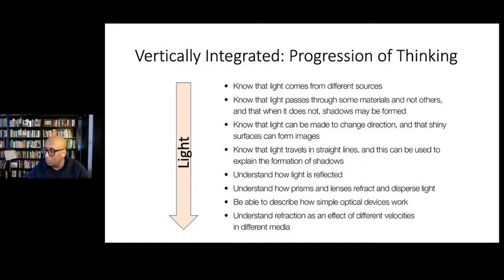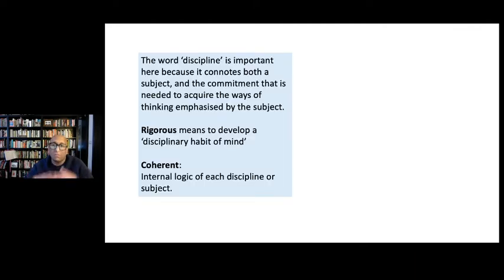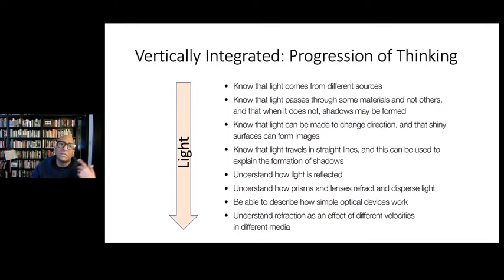Okay, so this is the idea of what the subject is, that it's actually a thing that is rigorous and coherent and isn't random, certain habits of mind. Then he says that it's vertically integrated and there's a progression of thinking. So here he uses an example of light in the national curriculum, about the way our knowledge that light comes from different sources progresses all the way to the idea of velocity of light in different media.